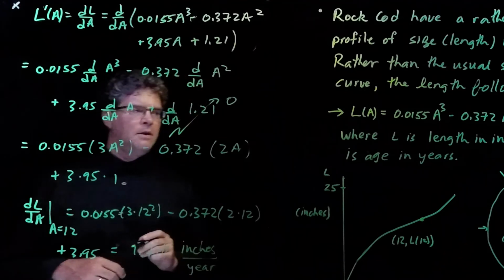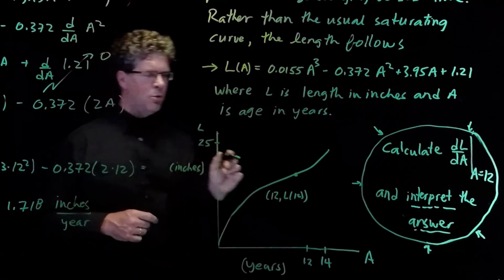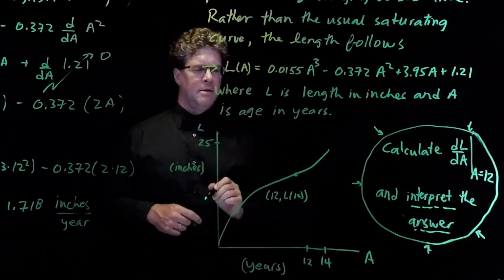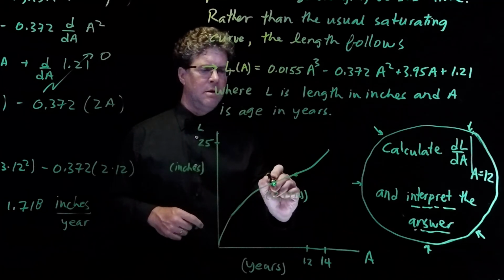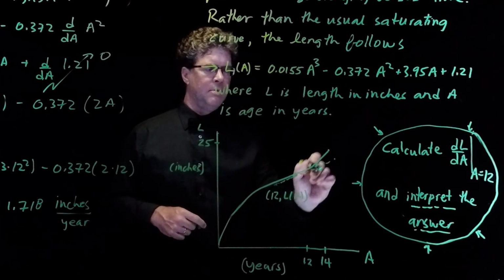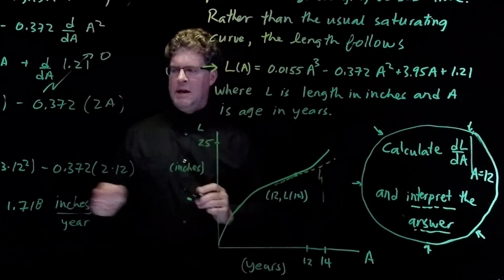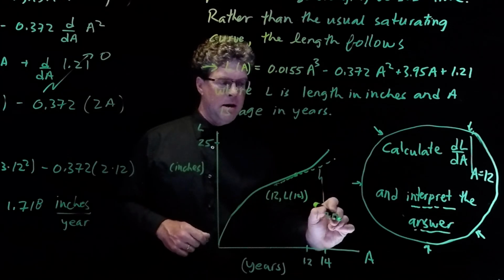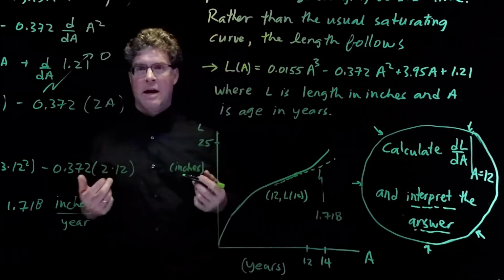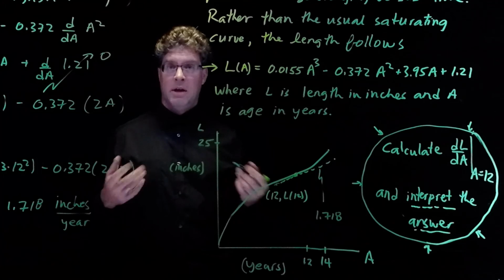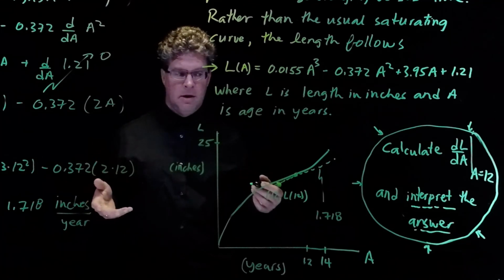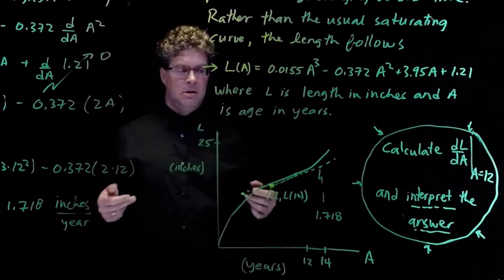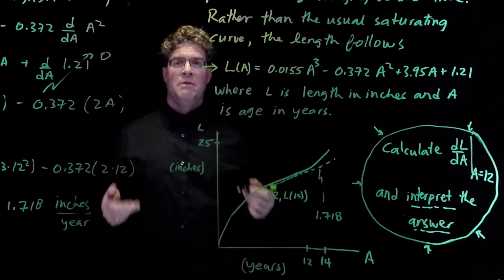And so if we look at the point on the graph of L versus A at 12, L of 12, and we draw the tangent line, this tangent line has slope 1.718. And we interpret that as being that the cod is growing at 1.718 inches per year, which is a pretty fast growing fish.